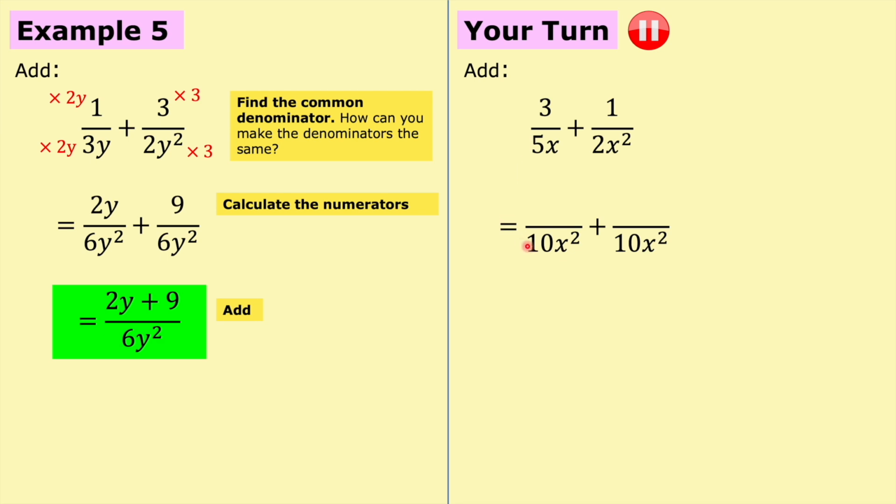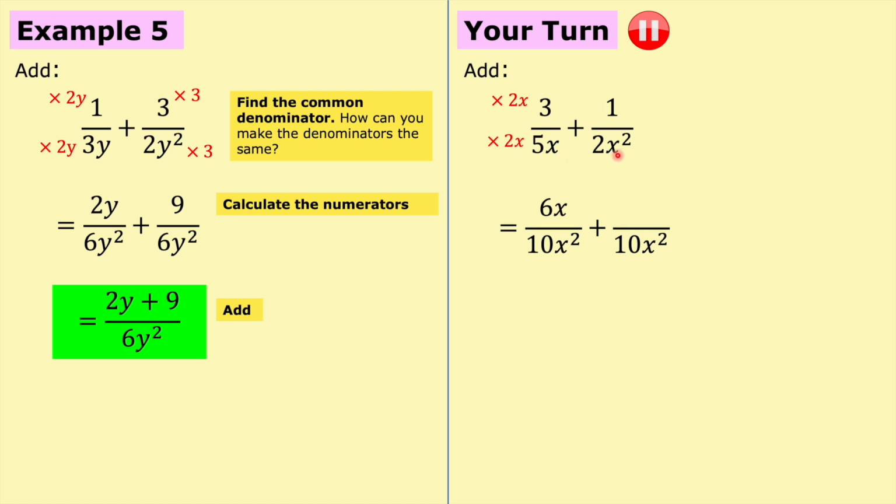How have I changed this 5 to become 10x squared? I've timesed the 5 by 2 to get 10, and I've timesed it by x, so I've timesed them both by 2x. Whatever I do to the bottom, I have to do it to the top to get 6x on top of the first fraction.